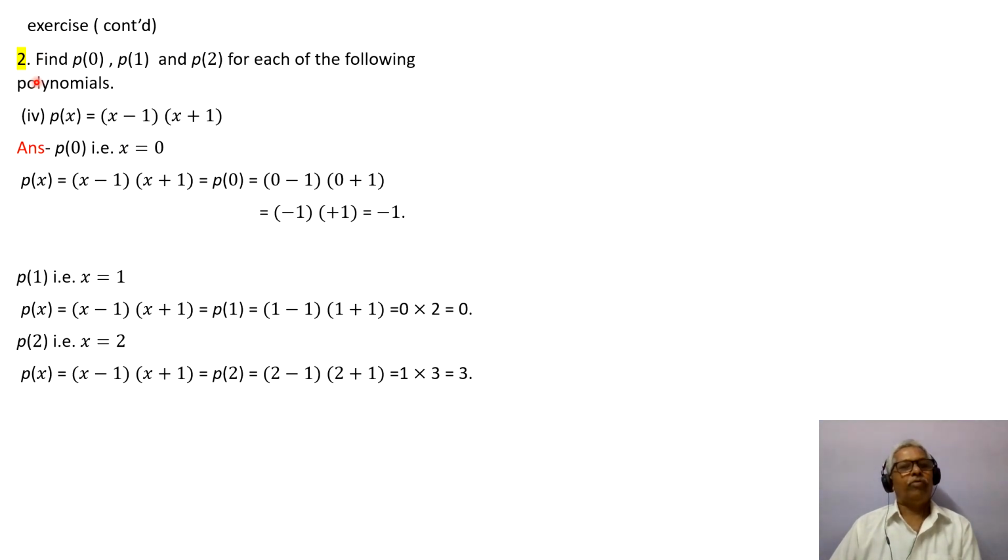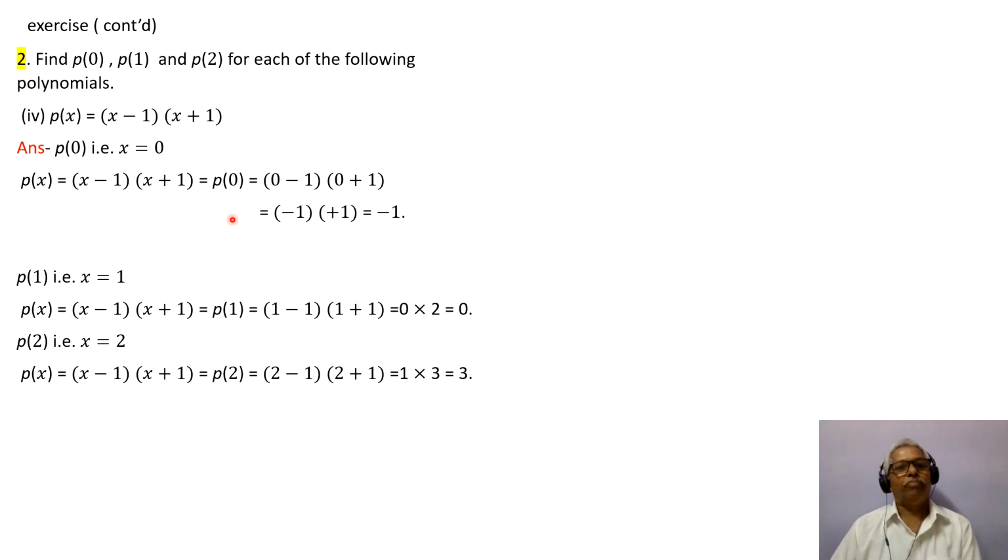Exercise continued. We have so far seen 3 in this. This is the fourth one in the second exercise. Find p0, p1 and p2 for each of the following polynomials. This is the fourth one. So p(x) equal to x minus 1 in one bracket and x plus 1 in another bracket. We have to find p0 first. Answer: p0 where x equal to 0. We write down the whole expression as it is, just for simplification. p(x) equal to x minus 1 into x plus 1.